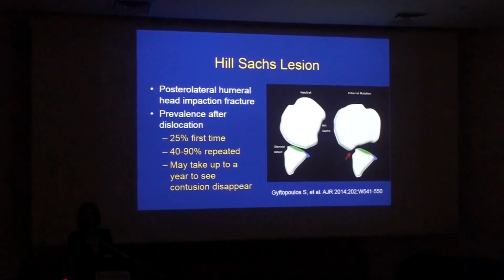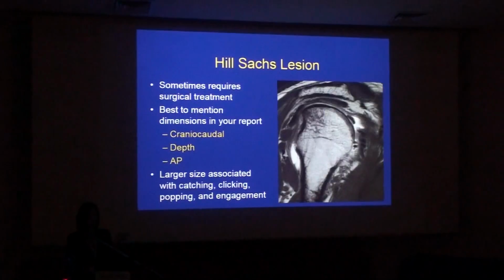The Hill-Sachs we see, if you've dislocated once, about a quarter of the time people will have one. But if you have chronic dislocation, up to 90% of your patients will have it. And if you get a contusion, it might be a year before that goes away. So if you see one, it doesn't mean that they just had a dislocation. And the other problem is that these can engage on the anterior glenoid and be quite unstable, so they may need surgery. Here we see one in the back here with some more acute contusion on T1 weighting, a defect.